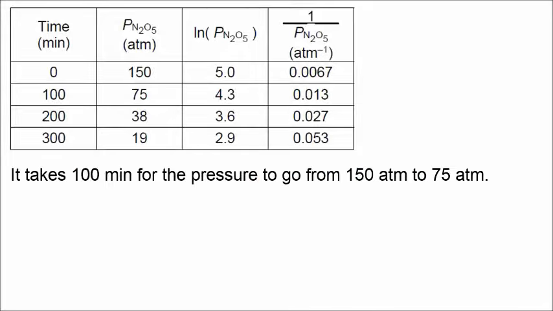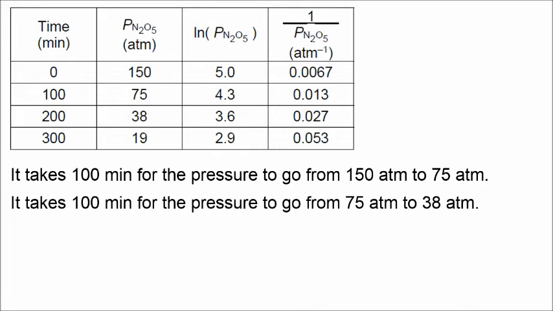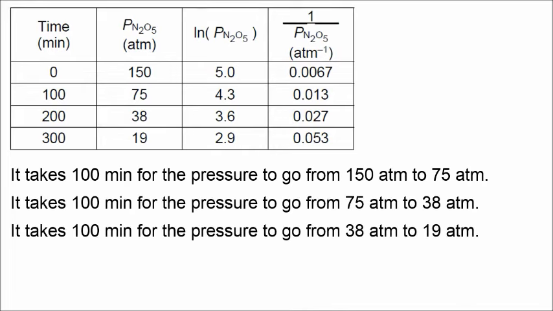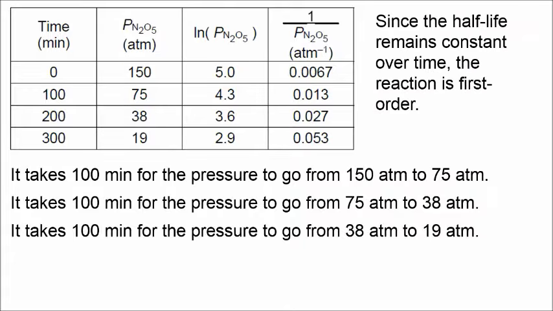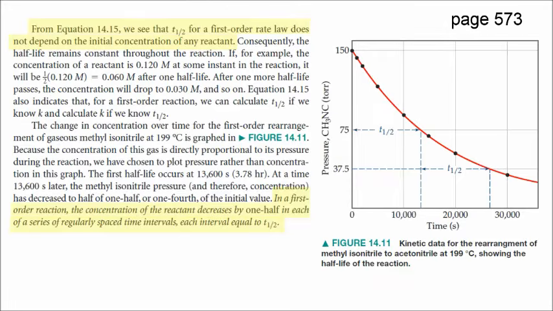Let's see how long it takes to go from 100 atmospheres to 75 atmospheres. Well, it takes 100 minutes. That's the half-life. And the half-life is constant. It takes 100 minutes to reduce the pressure by half. Since the half-life remains constant over time, the reaction is first order. And you can see this on page 573. They've talked about first order kinetics. We have a graph, and we're seeing an example of that.